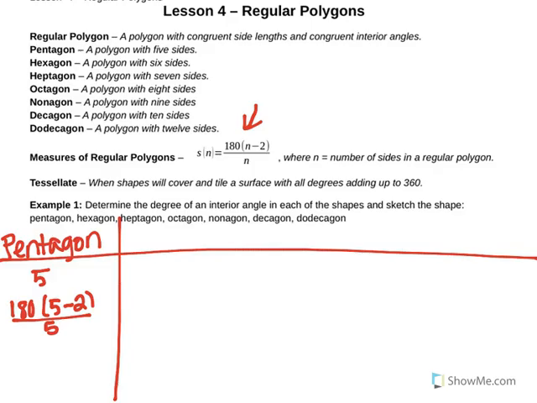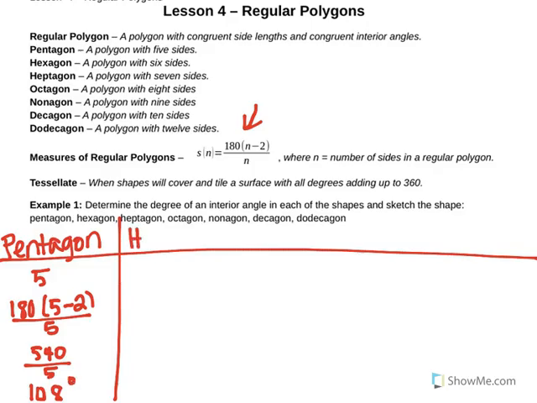What that would get you is on the top you should have 540, which means that all of the angles in a pentagon add up to 540. Just like in a quadrilateral they add up to 360, and in a triangle they add up to 180. And what this tells us is that each individual angle would be 108 degrees.